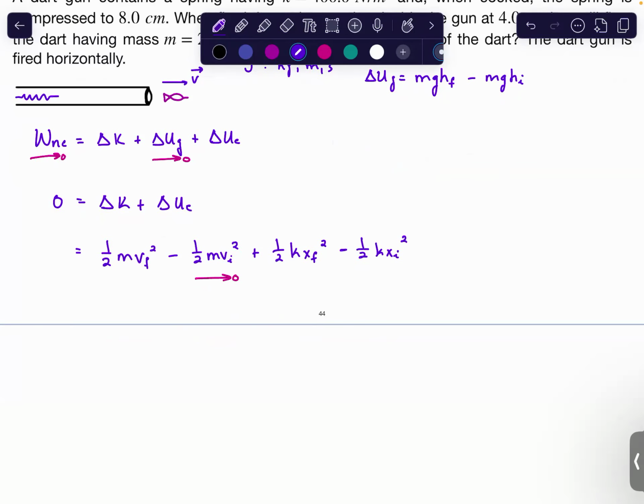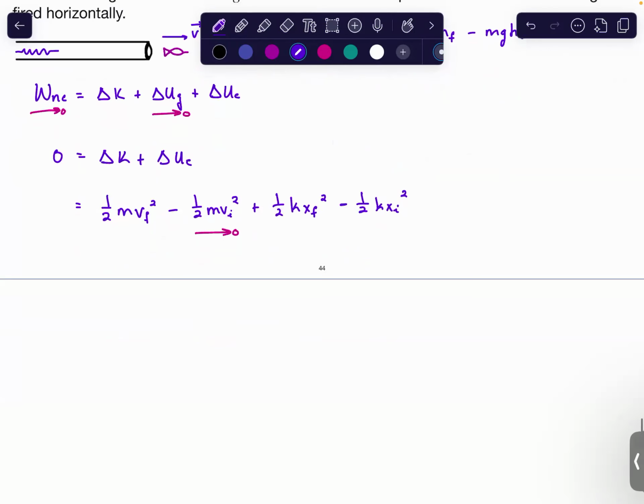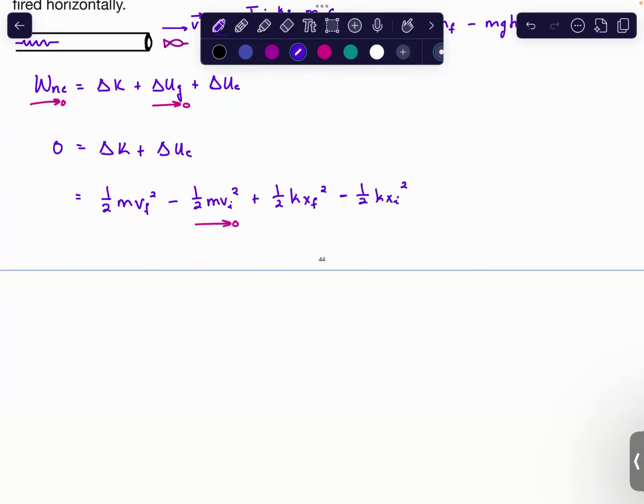Once we rearrange this, we'll end up with something along the lines of 1/2 m v final squared.